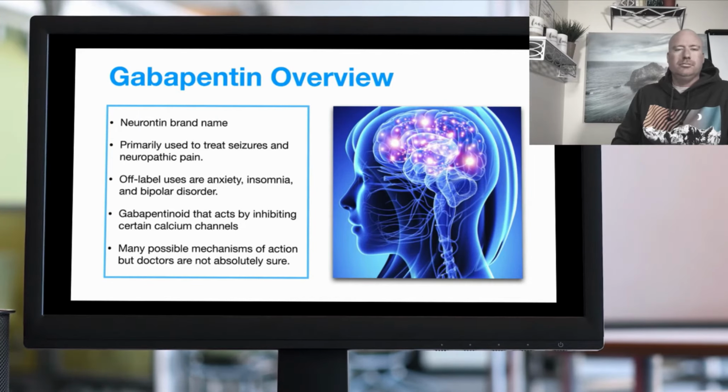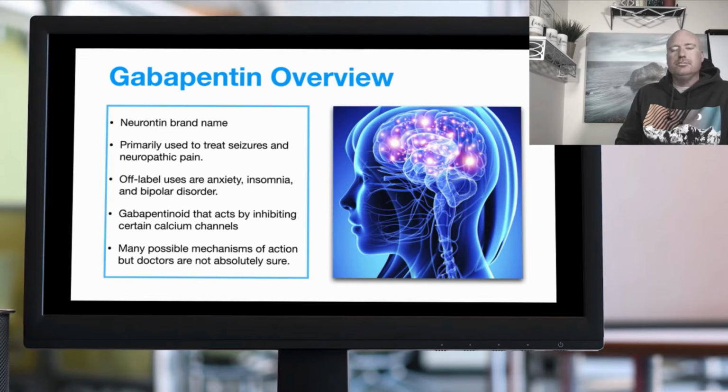So the most popular brand name of gabapentin is Neurontin. It's primarily used to treat seizures and neuropathic pain. However, it's also used off-label for things like anxiety, insomnia, and as a mood stabilizer for bipolar disorder. This medication's a gabapentinoid, and it acts by inhibiting certain calcium channels. Now, it does other things too.